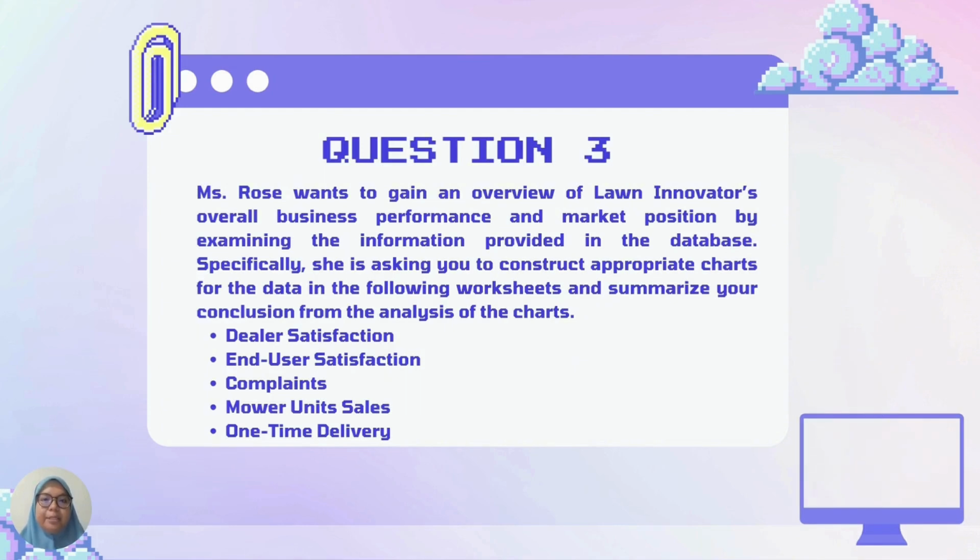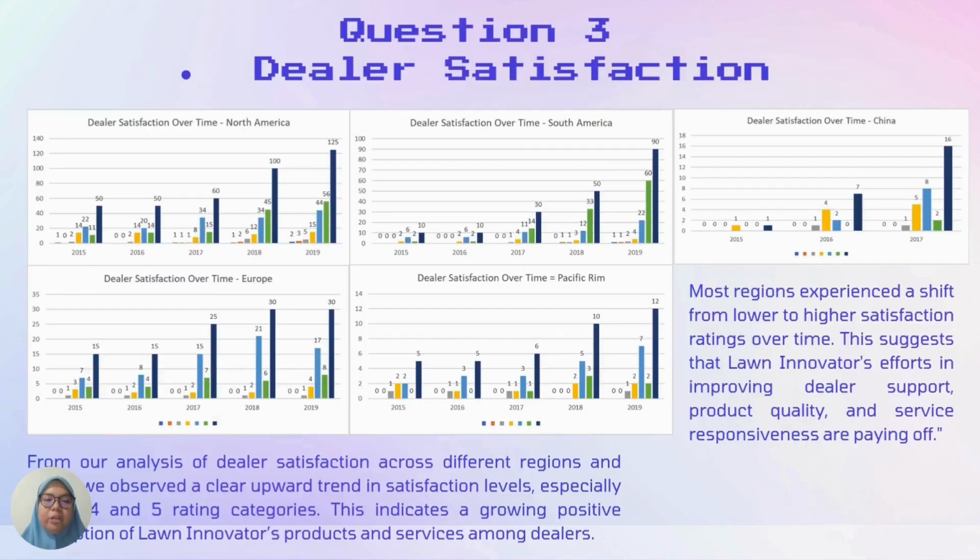Hi, my name is Nur Amanina binti Eddie. Today I will present question number 3. Ms. Rose wants to gain an overview of Lawn Innovator's overall business performance and market position by examining the information provided in the database. Especially, she is asking you to construct a chart for the data in the following worksheets and summarize your conclusion from the analysis of the chart: dealer certification, end user certification, complaints, mower unit sales, and on-time delivery.